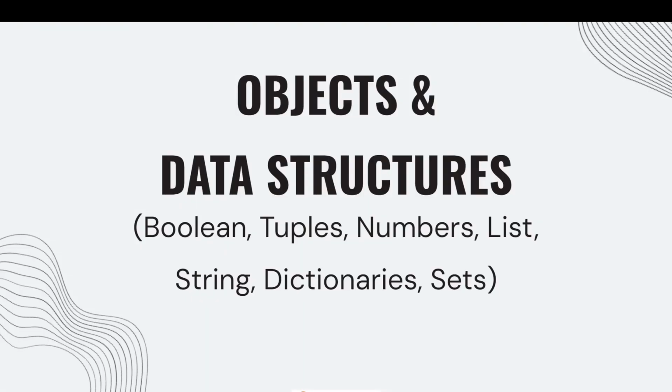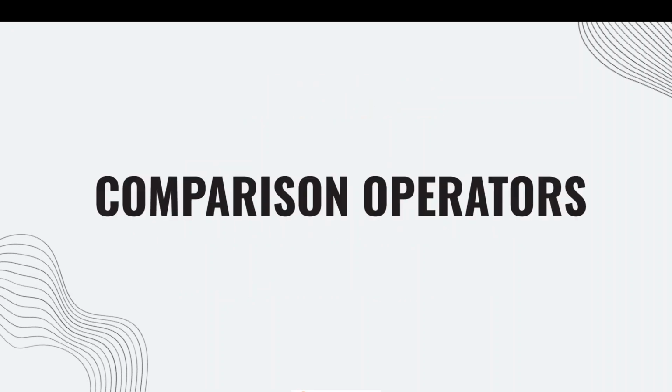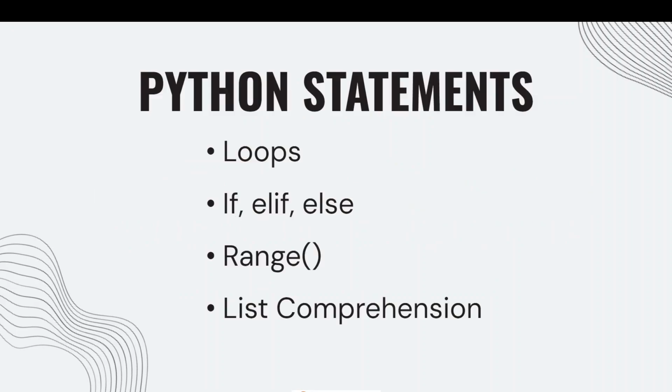So let's go. The live code sections will start with objects and data structures. Within that, we'll be looking at Booleans, tuples, numbers, lists, strings, dictionaries, sets, and there are others we would also look into. Then from there, we'll look at comparison operators. Then we will move on to Python statements, in which we'll be looking at loops, if, elif, else, range, and one interesting topic called list comprehension.